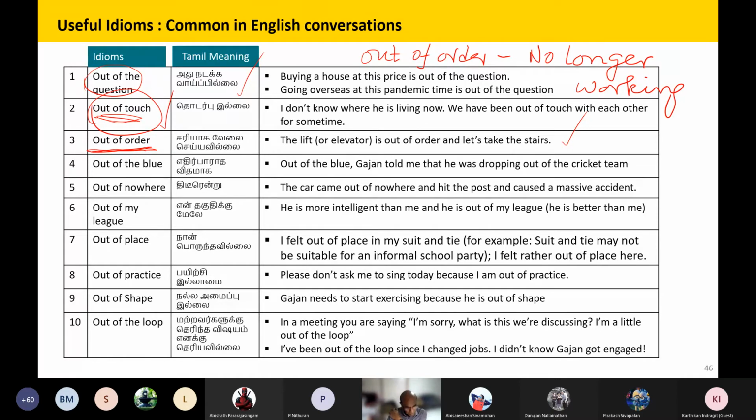Sir, may I? Oh, Prakash, is it? Prakash, go ahead. The engine is out of order, so we won't wait for it. Yeah, it's fine. You said the engine is out of order, is that what you said? Yes, sir. Okay, that's perfectly correct, Prakash.